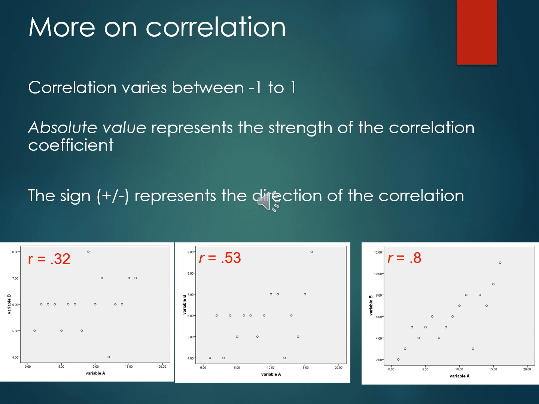So here are three examples of correlation. All of them are positive. The first one is 0.32, the second one is 0.53, and the last one is 0.8. As you can see, as the scatter gets narrower and more clearly defined, the correlation gets higher.